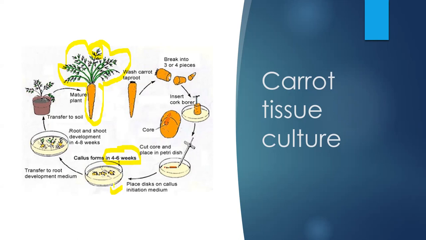You have a lot of cells over here. And this callus can further give you roots and shoots. Finally, each of them you can transfer into the soil, and it will give you delicious carrots. So this is one more example.